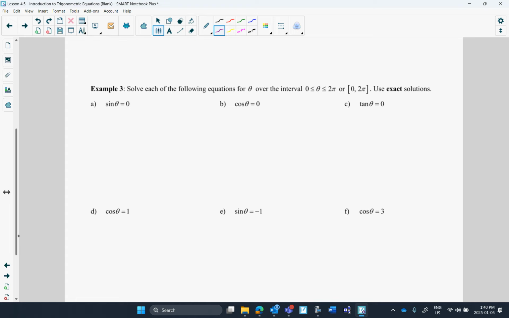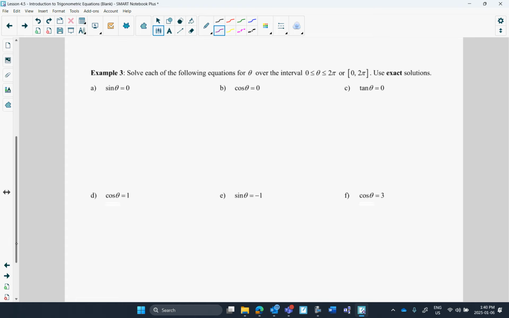These ones, they're all going to be unit circle values. Because if you look at them all, or sorry, one of them is not going to be. Which one? F. Because 3 is not a unit circle value. But A, B, C, D, E is. So again, use your unit circle.